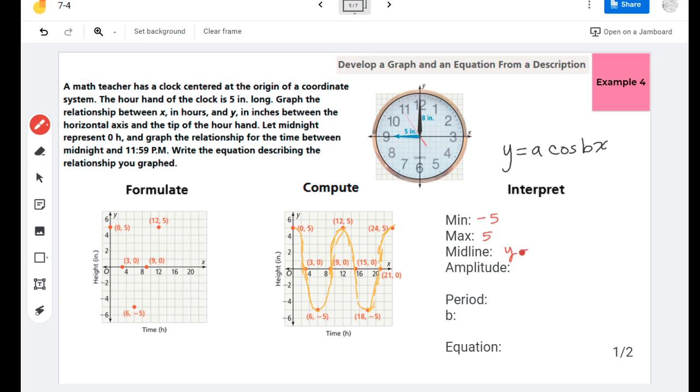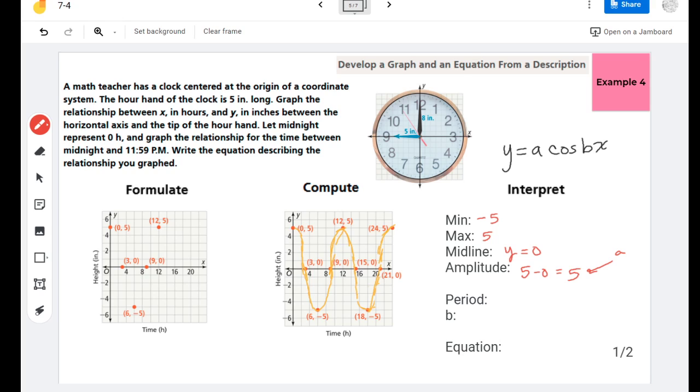So my midline is at y equals 0. So to get my amplitude, 5 minus 0 is equal to 5. So my amplitude, or my a value, is 5. So now the period is where it gets a little dicey for people, I think.